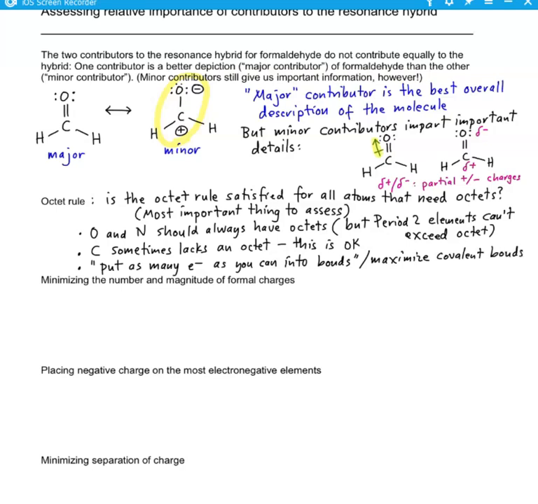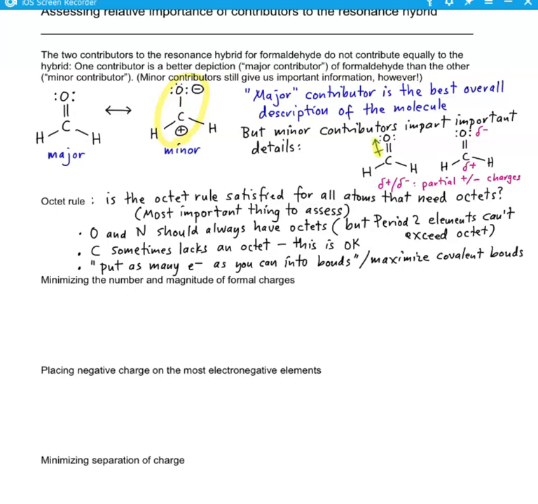That's saying the same thing as, is the octet rule satisfied? The more electrons you have in bonds, the more likely the octet rule is to be satisfied for all the atoms. So if you run across that way of saying it from some other source, that's what it means. It means the same thing as checking the octet rule. Okay, so let's look at a few other things.